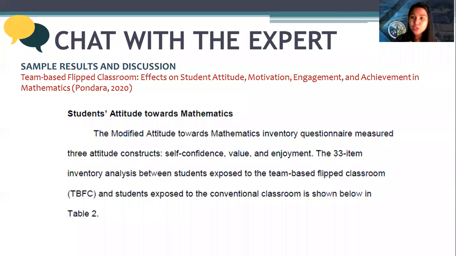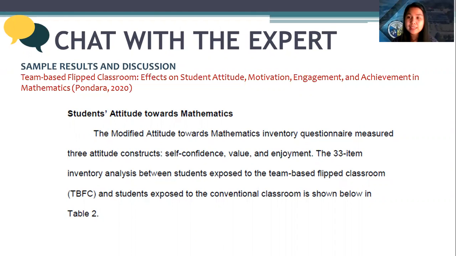So I will start with an introduction to the table. I'll say the modified attitude towards mathematics inventory questionnaire measured 3 attitude constructs: self-confidence, value, and enjoyment. The 33-item inventory analysis between students exposed to team-based flipped classroom and students exposed to conventional classroom is shown below. So an introduction to your table or to your construct, followed by the table.